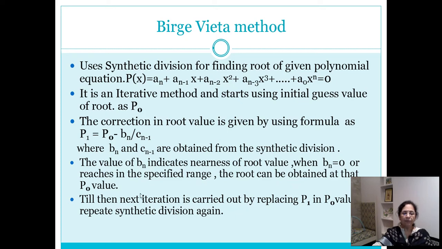Till then, the next iteration is carried out by replacing p1 in the p0 value and repeating the synthetic division again. So every time we replace the new value calculated into the previous initial guess value and repeat the iteration. That is how the Birge-Vieta method is used.